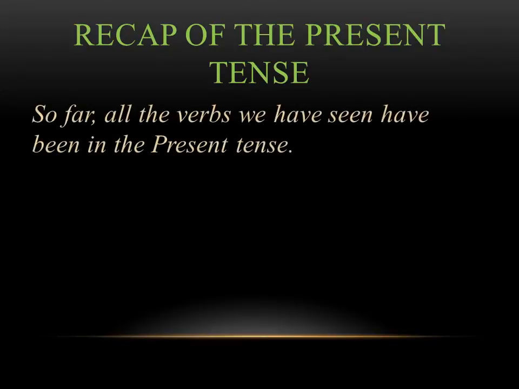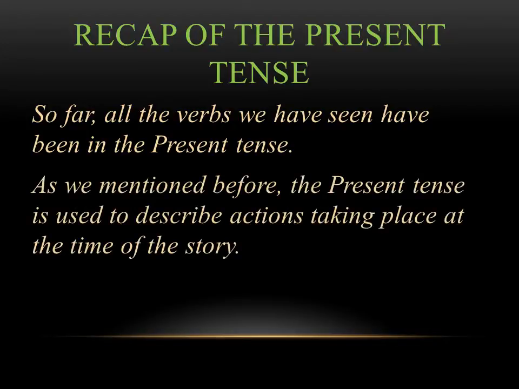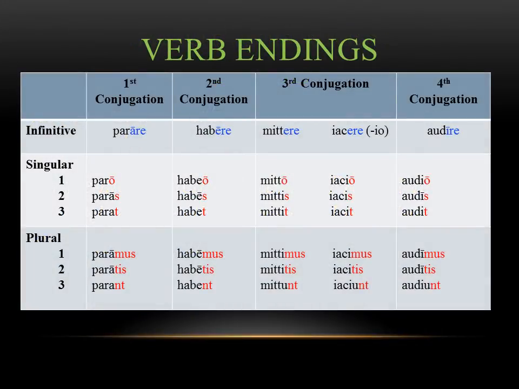So to start, we just want to have a quick recap of the present tense again. And remember, we said last chapter that all the verbs we've seen so far have been in the present tense. And the present tense is used to describe actions that are taking place at this time of the story, meaning they're happening right now. And if you think back, we've made our list and our chart of the 4 conjugations and all the verb endings that go with them. So you want to keep this in the back of your mind as we move through chapter 14.